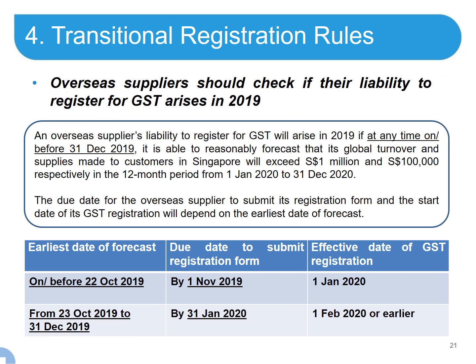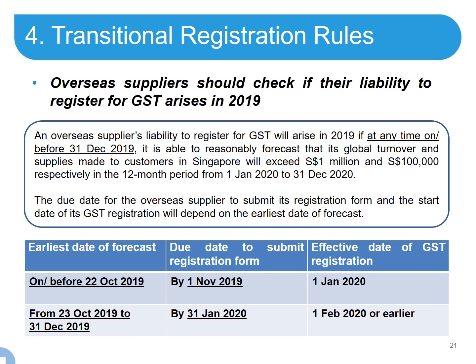Overseas suppliers are required to check if their liability to register for GST arises in 2019. An overseas supplier's liability to register for GST arises in 2019 if at any time on or before 31st December 2019, it is able to reasonably forecast that its global turnover and supplies of digital services to non-GST registered customers in Singapore for the 12-month period of 1st January 2020 to 31st December 2020 will exceed the relevant thresholds.